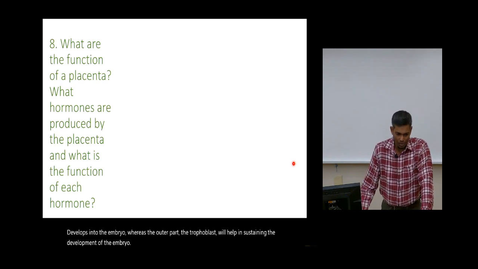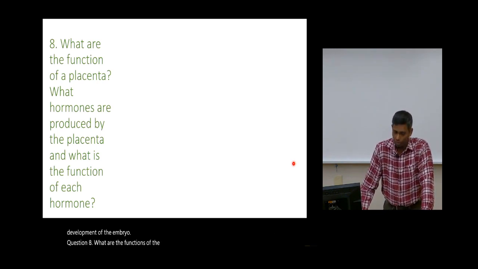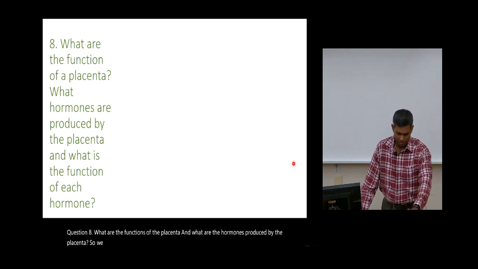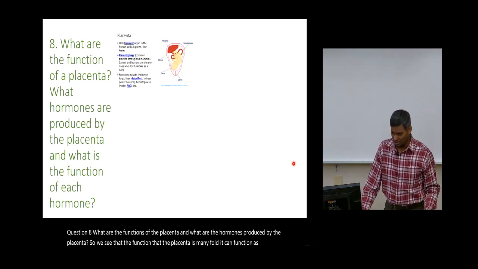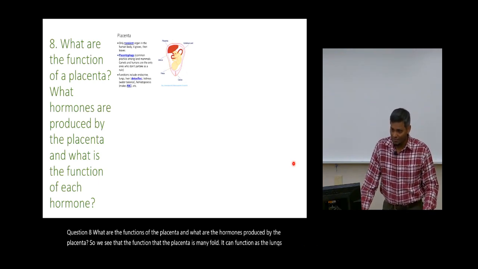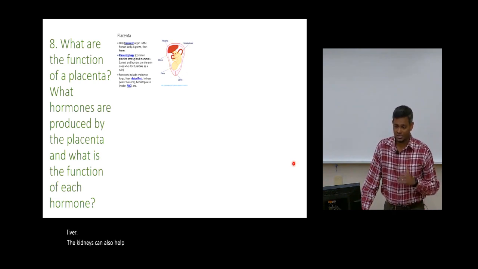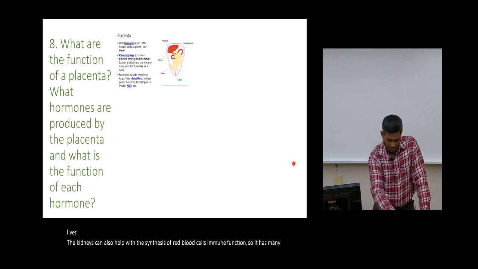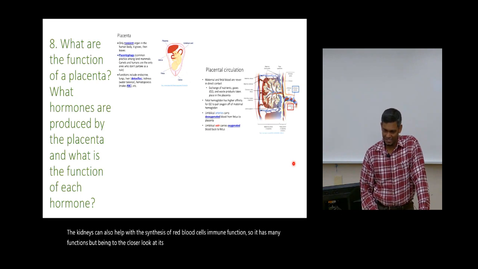Question 8, what are the functions of the placenta, and what are the hormones produced by the placenta? So we see that the functions of the placenta are manifold. It can function as the lungs, liver, the kidneys. It can also help with the synthesis of red blood cells and immune function. So it has many functions, but we took a closer look at its function in gas exchange.